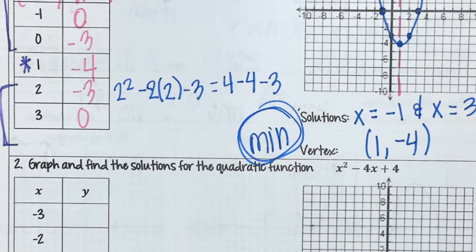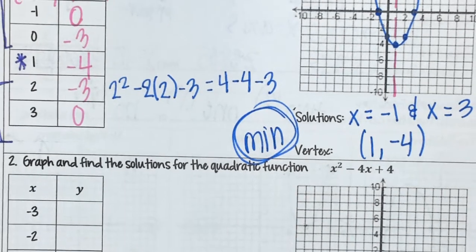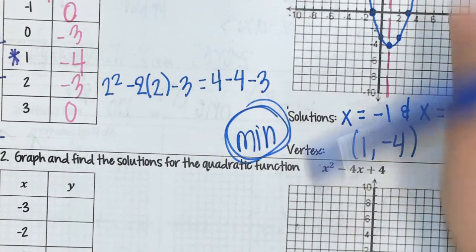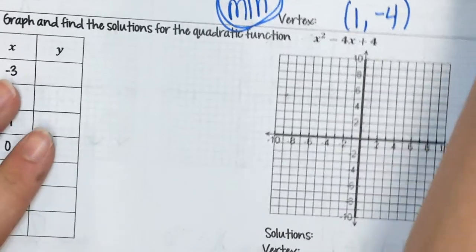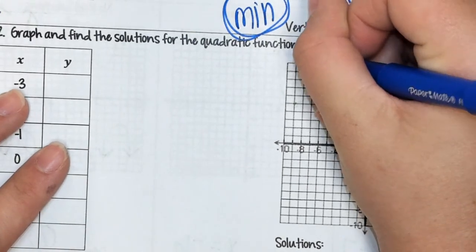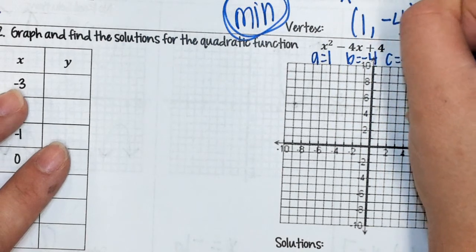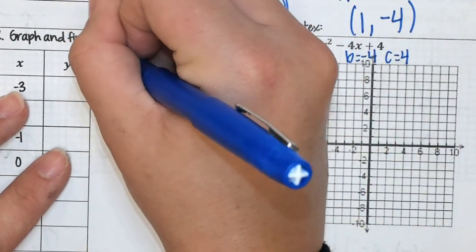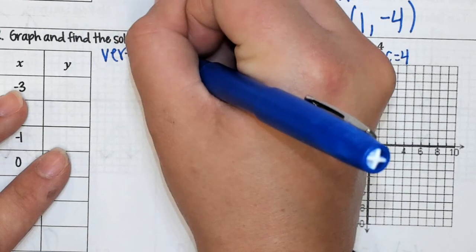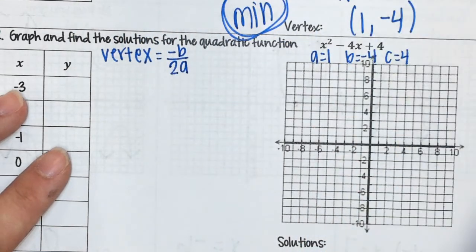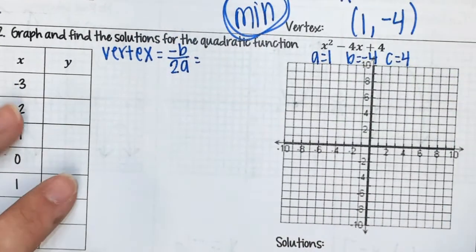Okay, what I want you to try to do right now, and before you come back tomorrow, just finish the next one. Finish number 2. Remember, first step, label A, B, C. Then find the vertex. So you have A is 1, B is -4, C is 4. Find your vertex with the formula -b divided by 2a. Okay, try that.